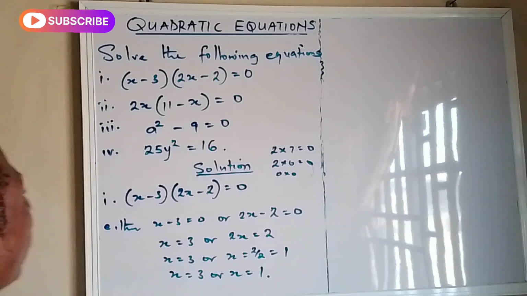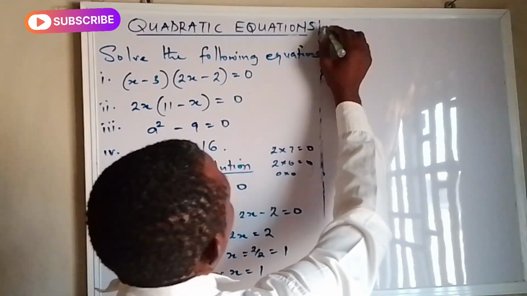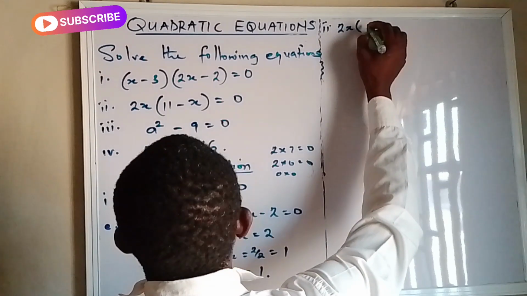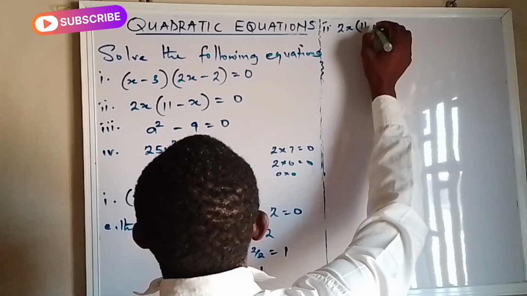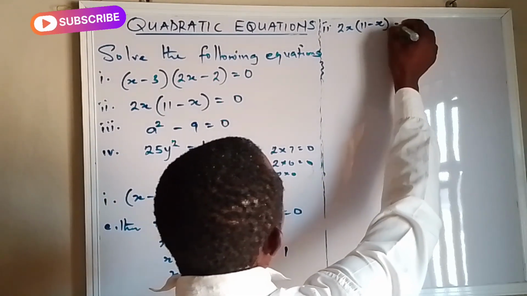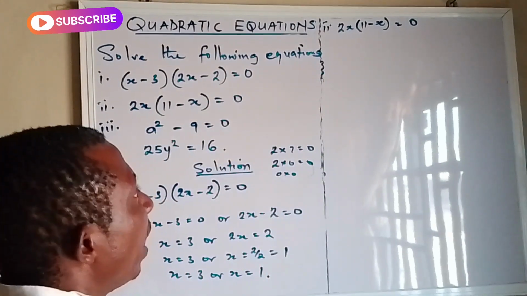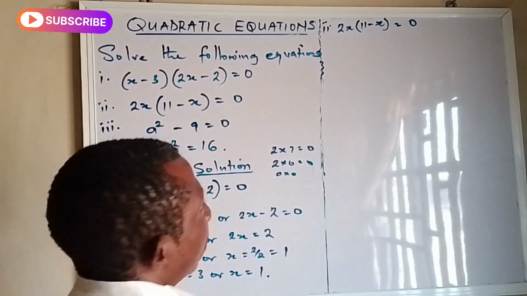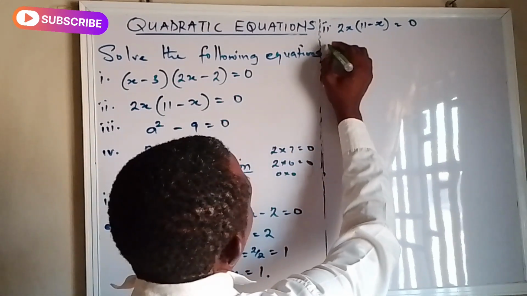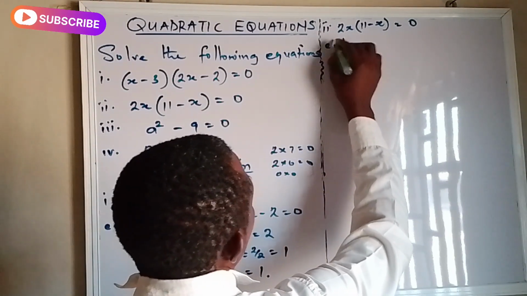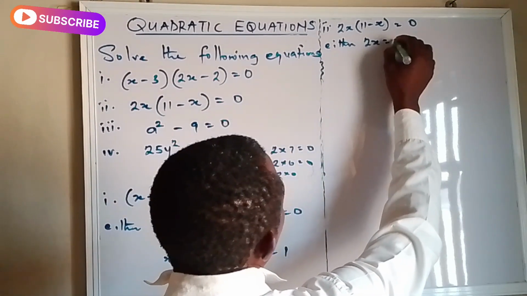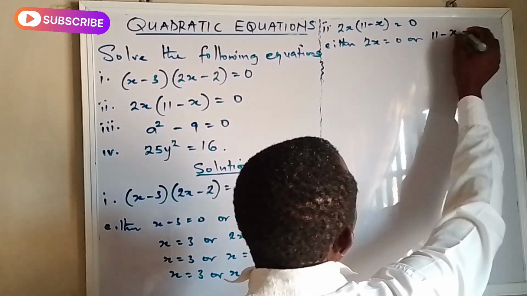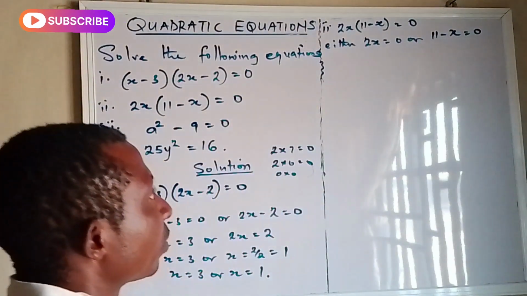Now let's look at the second one. We have 2x times (11 - x) = 0. So it's either 2x = 0 or 11 - x = 0.